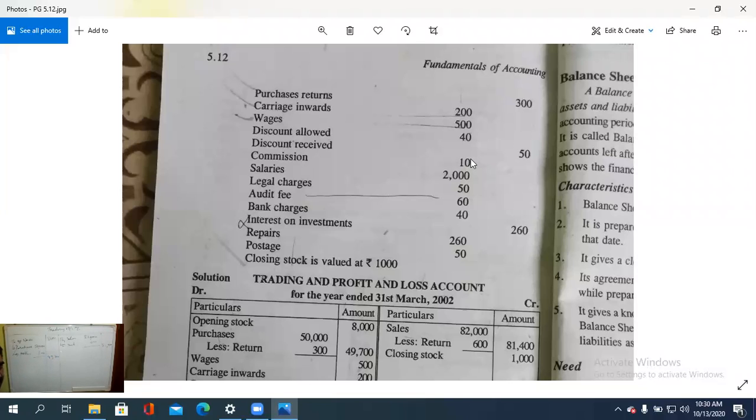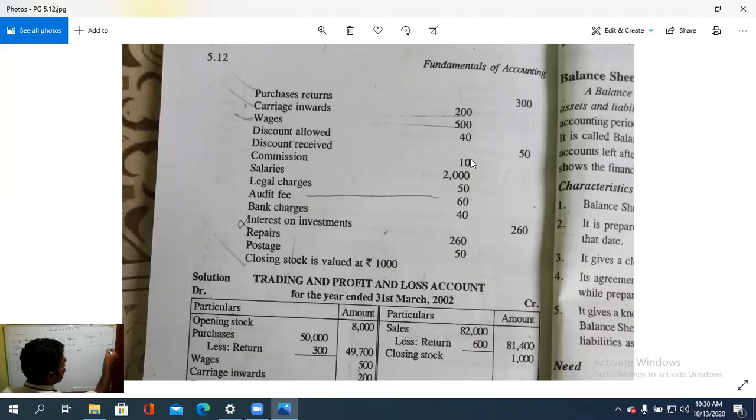Then wages and carriage inwards, that is also a direct expense item. Carriage inwards, it is 200. To wages, how much is it? 500. I think the closing stock is also there, where closing stock is valued at that. So by closing stock, the rest of the items are coming in the P&L account. That is all the indirect expenses and the indirect incomes.